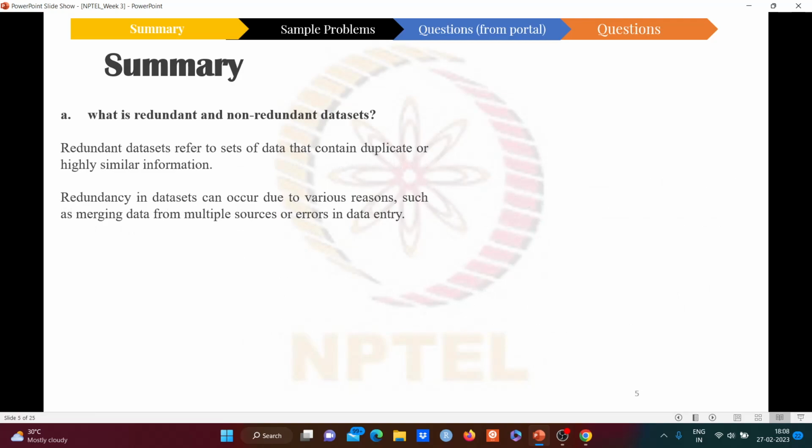Okay, so far we have understood the importance of non-redundant data. Now we'll study the difference between redundant and non-redundant datasets with examples. A redundant dataset refers to sets of data that contain duplicate or highly similar information. Redundancy in datasets can occur due to various reasons, such as merging data from multiple sources or errors in the dataset.